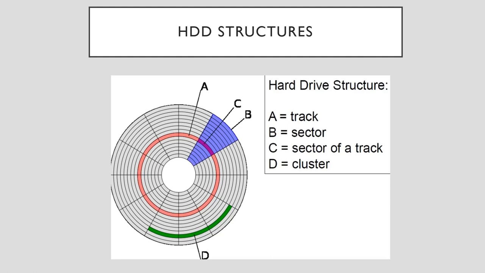Also there is one more term. Its name is cluster. Cluster is not a constant value, so we can define it with different values when we are trying to format the disk. Also, cluster is an area that can hold data. So how can we define cluster size? We are going to check that.